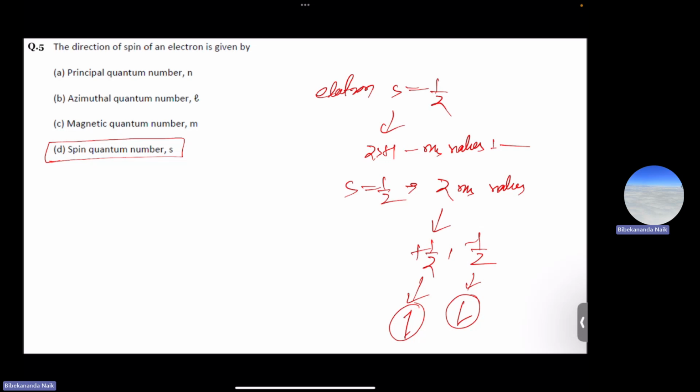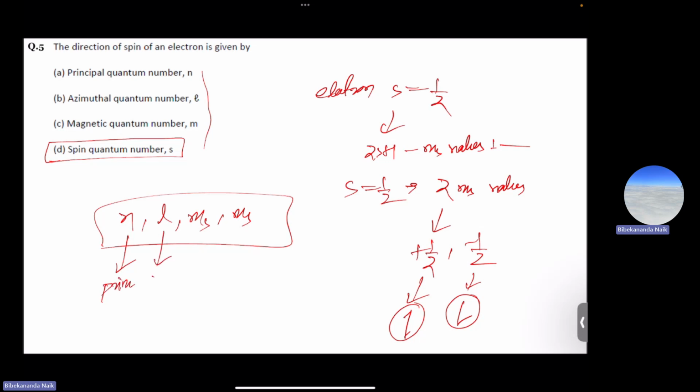And also, if you talk about Pauli's exclusion principle, according to Pauli's exclusion principle, no two electrons in an atom can have all the four quantum numbers equal. So these are four quantum numbers, mainly n, l, ml, and ms. N is the principal quantum number, l is the azimuthal quantum number, this is the orbital angular momentum quantum number, and this is the spin angular momentum quantum number.